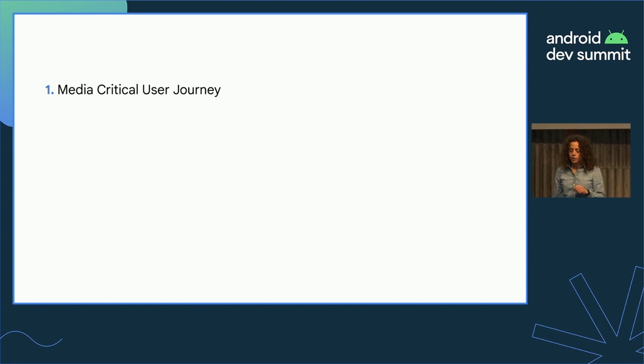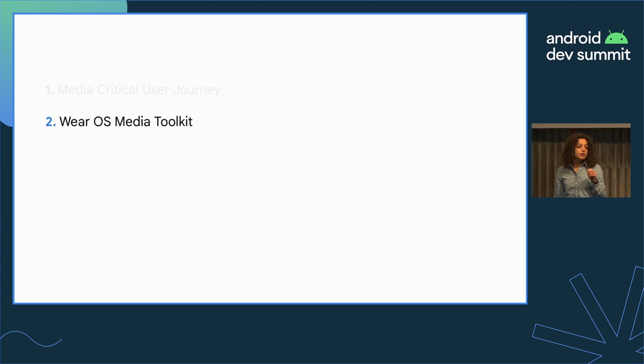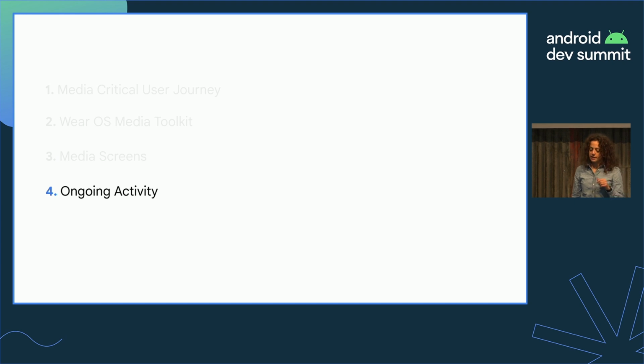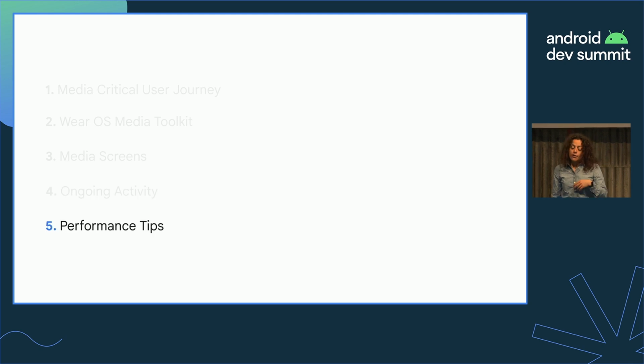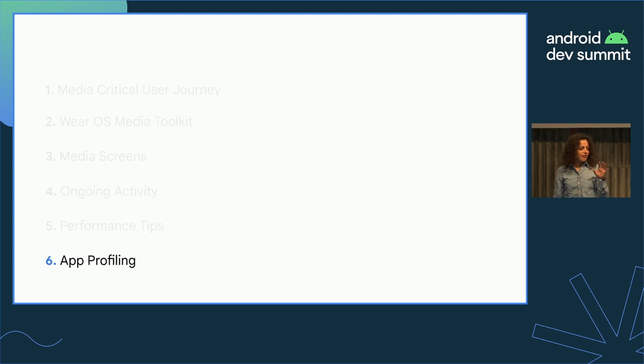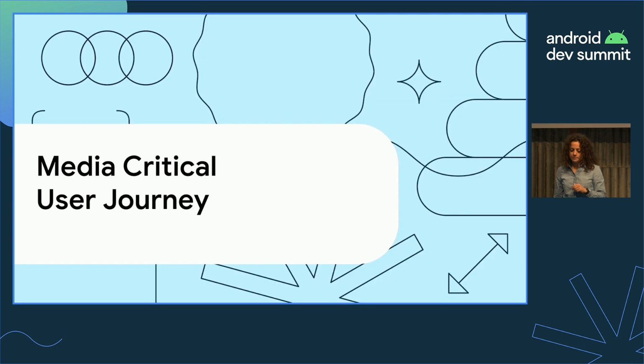We will start talking about what is the critical user journey for media apps. We will learn how to use the Media Toolkit to ease the development of your app. And specifically, how to build media screens by using the toolkit. We will talk about a new feature called Wear OS Ongoing Activity to make ongoing notifications appear in the watch face. We will give you some tips to make sure your app performs well on Wear OS. And finally, we will close with a brief introduction on how to profile your app to make sure the app performs well on the watch.